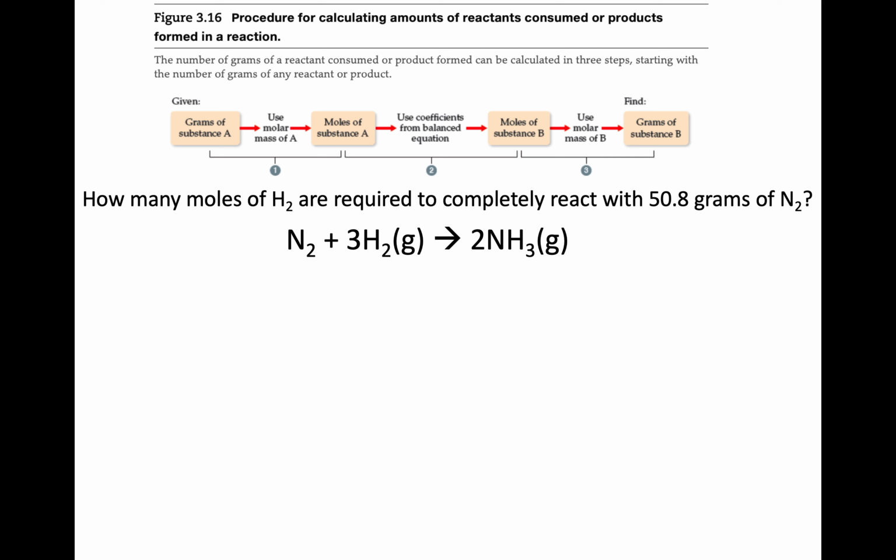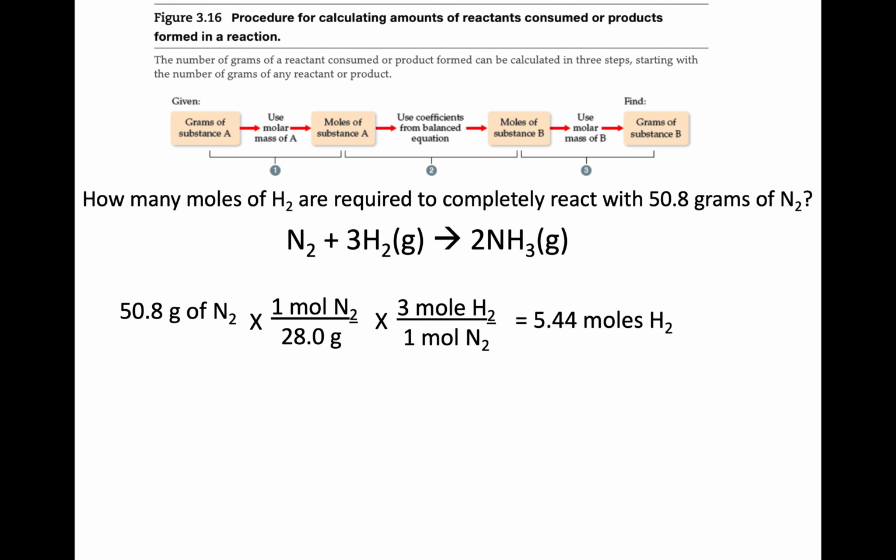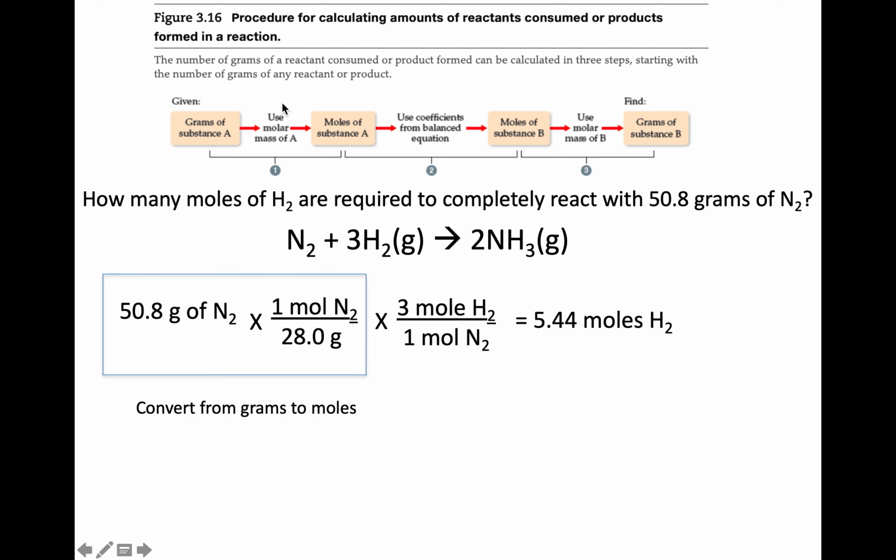Here's a typical stoichiometry problem. How many moles of H2 are required to completely react with 50.8 grams of N2? So we begin with a balanced chemical equation. This is a dimensional analysis approach. This would be the different stages that match up with this protocol here.